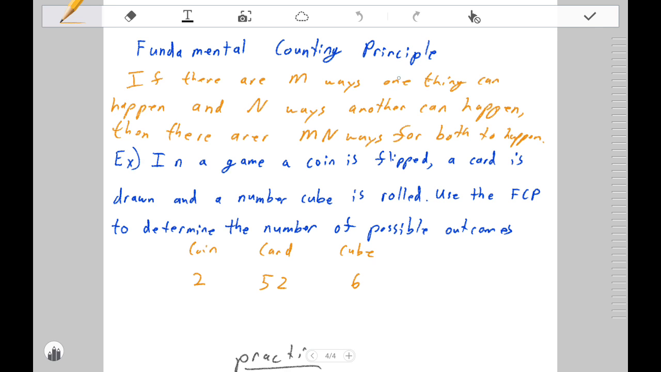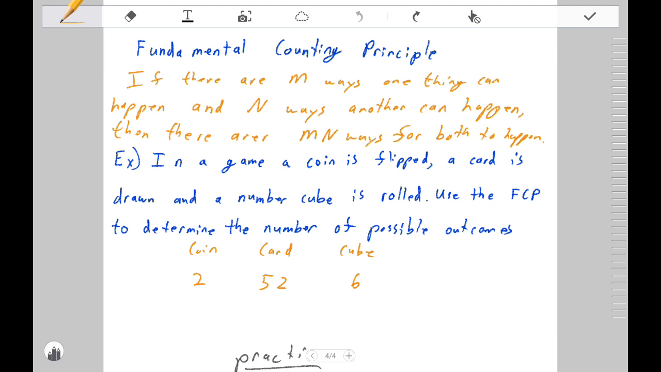So the fundamental counting principle, it's a little complicated, but when you see it in action, it's very understandable. If there are m ways one thing can happen, so there were 2 possible outcomes in flipping a coin. So, if there are m ways, m just representing a number, that something can happen, and n ways that another thing can happen, then the number of ways that both of those things can happen together is going to be the product of those 2 numbers, m times n.